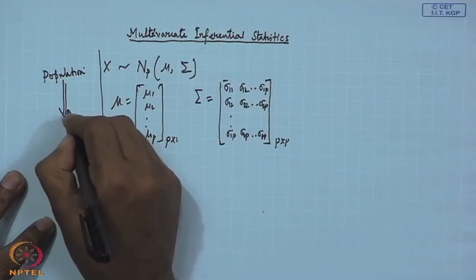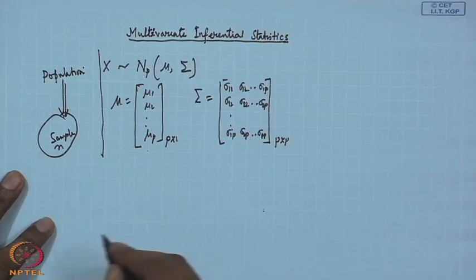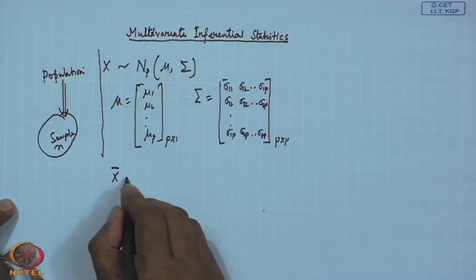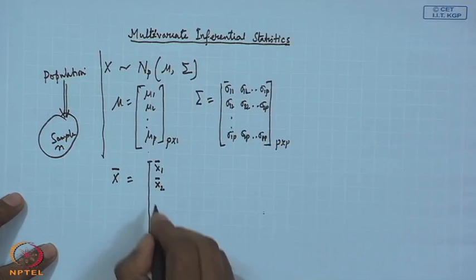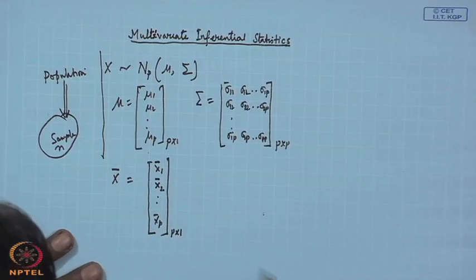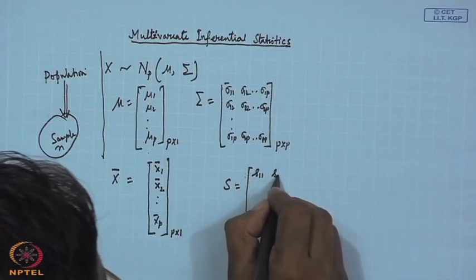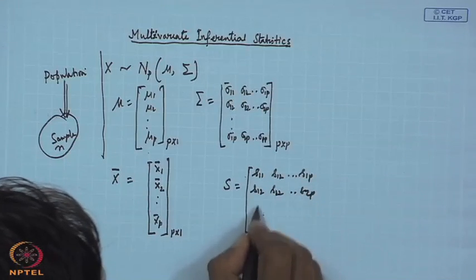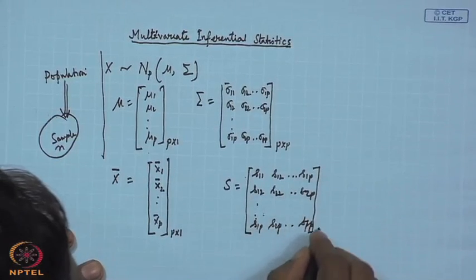When you sample from the population, for example a sample of size n, then you compute sample statistics like x bar, which is again a p variable vector, x 1 bar, x 2 bar, up to x p bar, and you also compute the covariance matrix, which is S 11, S 12, S 1p, S 22, S 2p, up to S p p, p cross p.